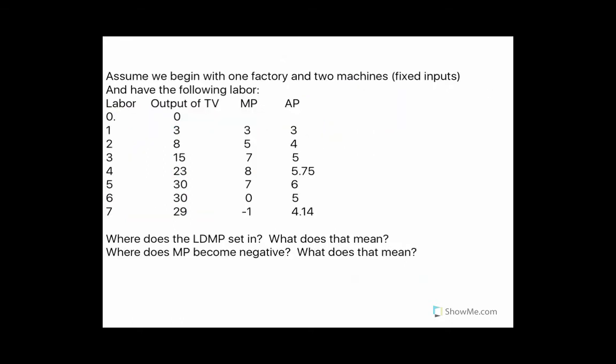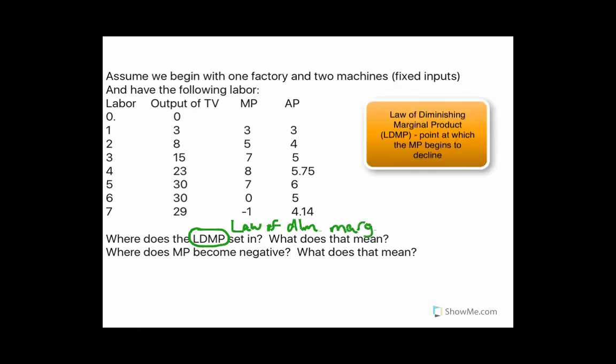So then here we have the same table. It has all the numbers filled in that we just calculated. And then we have some more questions down here. It says, where does LDMP set in? And LDMP means law of diminishing marginal product. So I'm going to abbreviate that, diminishing marginal product.